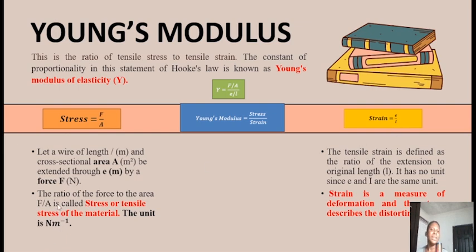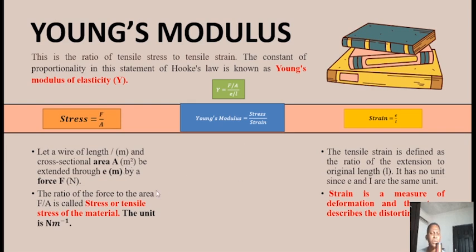So let's go. The ratio of force to area is called the stress or tensile stress of the material, and the unit is what? Newton per meter. Why is it Newton? Because the force is in Newton and the area is in meter square. Sorry, so it shouldn't be Newton per meter. The ratio of force over area is Newton per meter square. So that is our stress. Force over area: our force is in Newton, our area is in meter square, so that is Newton per meter square.